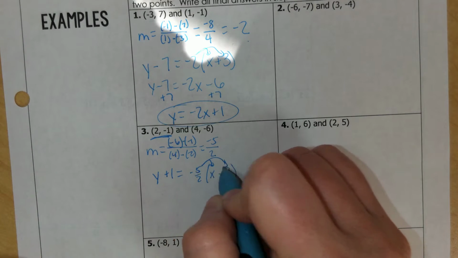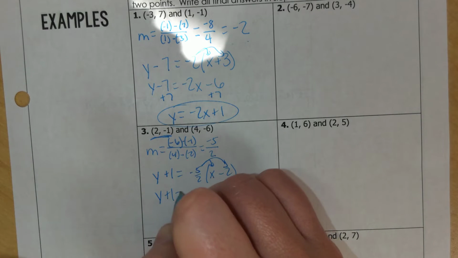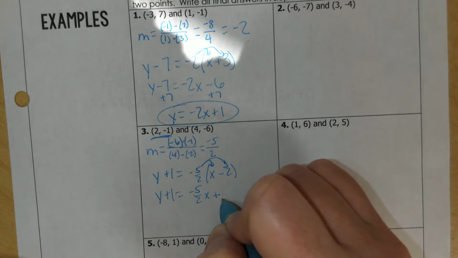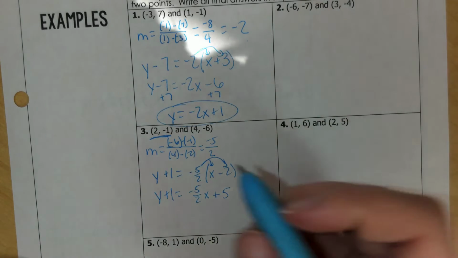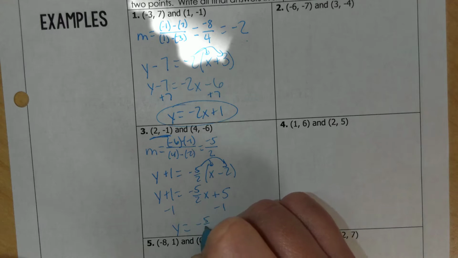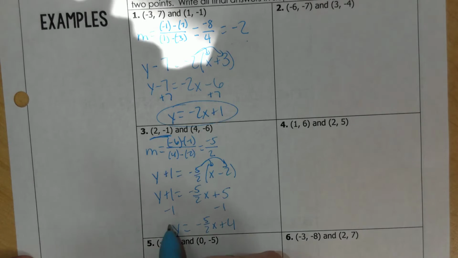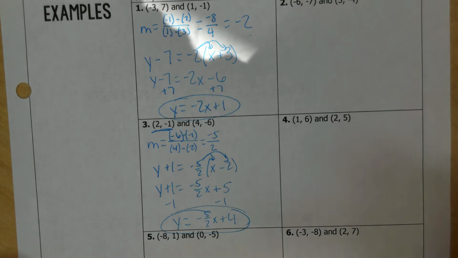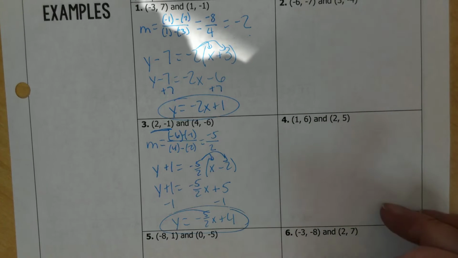I can distribute this negative 5 halves. I get negative 5 halves x plus 5, and then I'm going to subtract this 1 to get the y isolated. And that is going to be my equation in slope-intercept form.